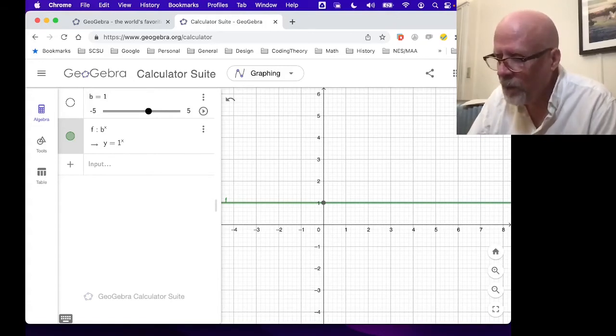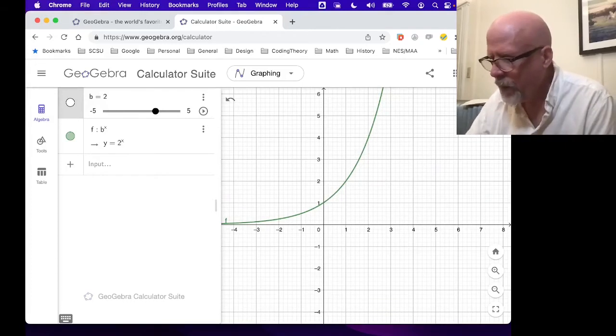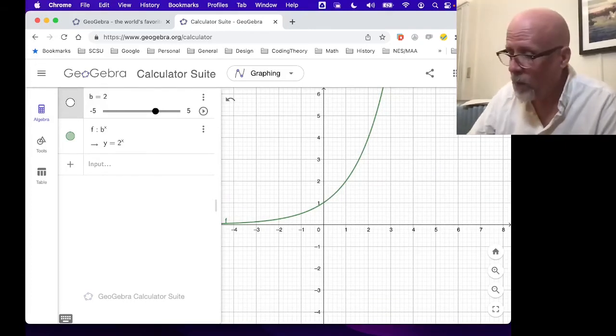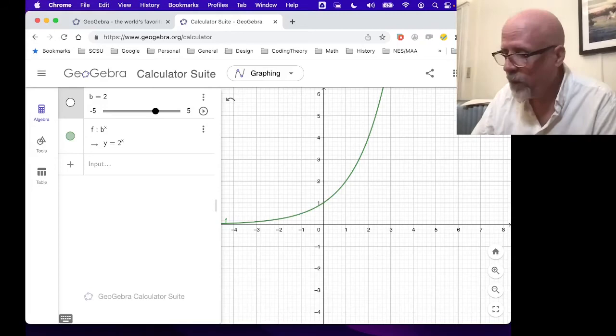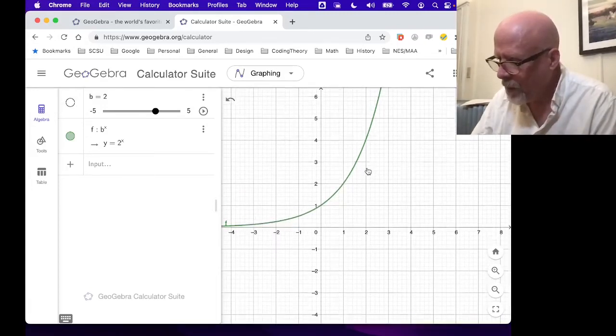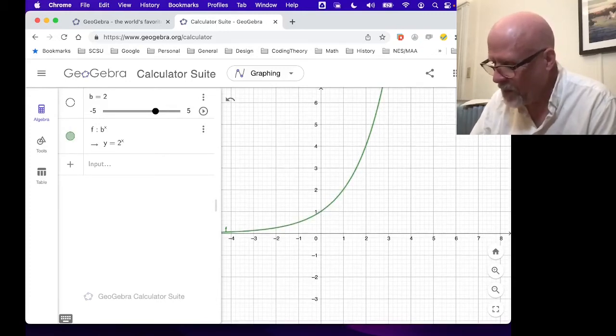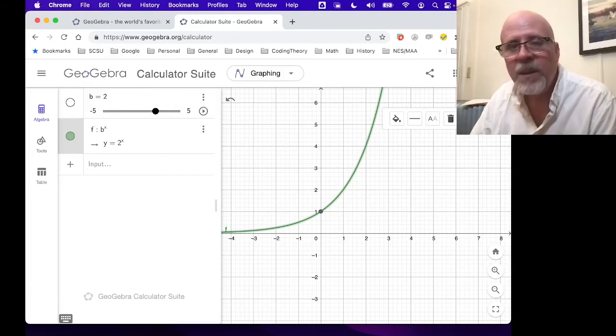But if the b were, say, 2, you get, well, I hope that's a clear uptrend in the graph, right? I'd like to be able to point without moving the graph here, but I can't really do that. Anyway, the graph starts at like 1, then soon it's at 2, then after that it's at 4. You know, its value is on an upward slope.